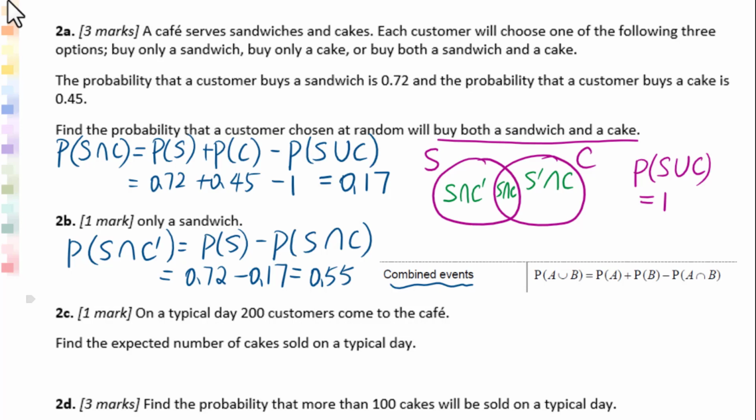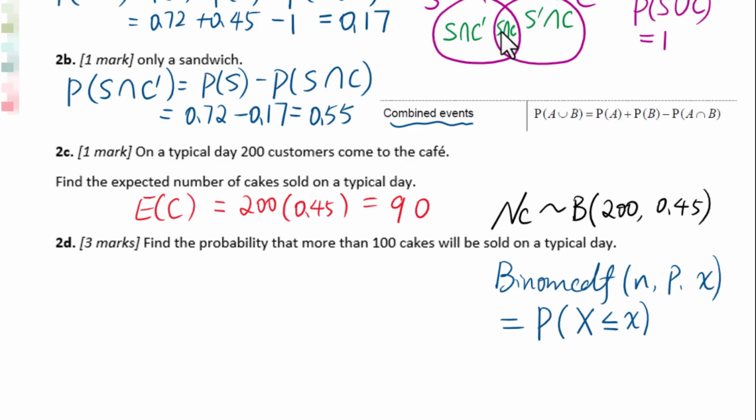On a typical day 200 customers come to the cafe. Find the expected number of cakes sold on a typical day. The expected number of cakes equals 200 times the probability of cake, 0.45. That equals 90. Let's go to 2D.